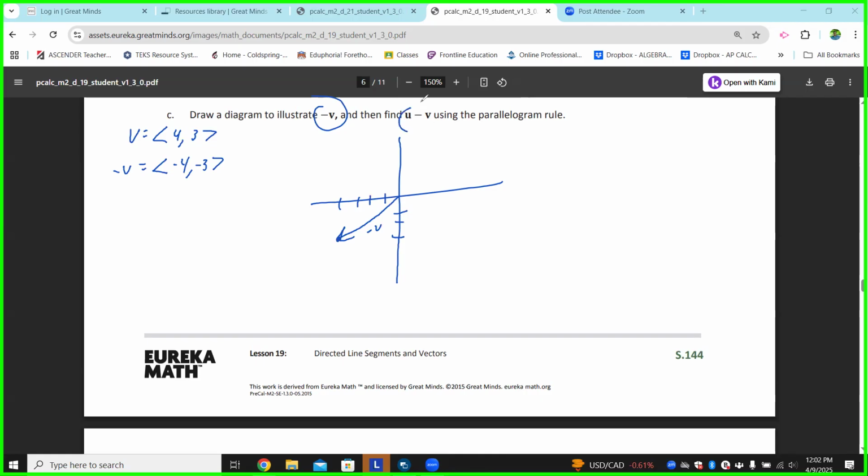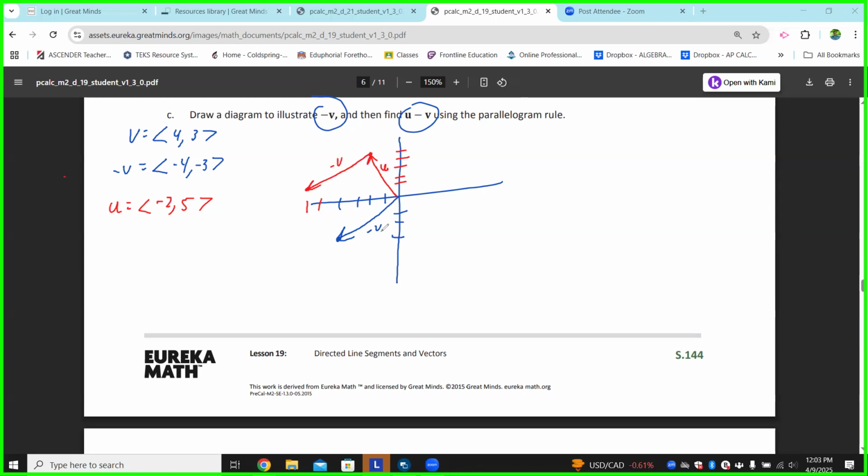Then it says find U minus V. So that means I need to first graph U. What was U? Thank you. So I'm going to go left 2, then up 1, 2, 3, 4, 5. So here's my U. And then to do the minus V, I'm basically going to graph that opposite of my vector V. From the tip of U, I'm going to graph negative 4, negative 3. So I go left 1, 2, 3, 4, and then down 1, 2, 3, somewhere like here.